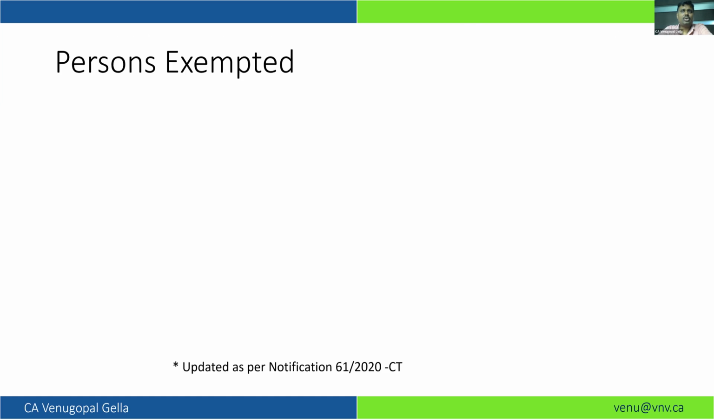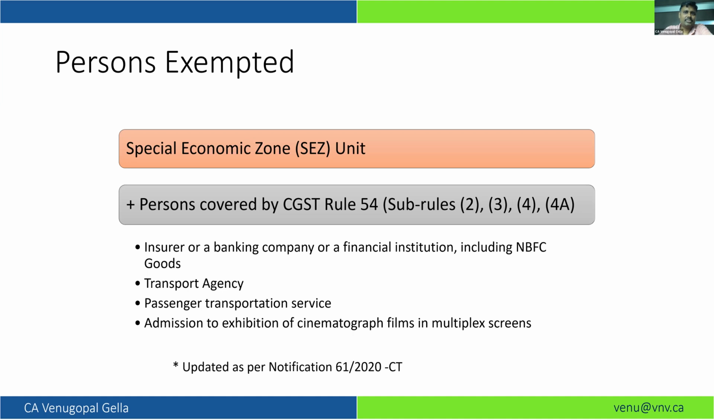Certain persons are not liable to do any invoice. They have been exempted. One, SEZ unit. Along with the SEZ unit, there are persons already covered under CGST rules, Rule 54, Sub Rule 2C44A. It could be insurance or a banking company, or goods transport or a passenger transport, or admission to cinematographic film. These businesses, I'll not say these GSTN. If I have multiple business in the same GSTN, only these businesses are exempt from doing e-invoice.